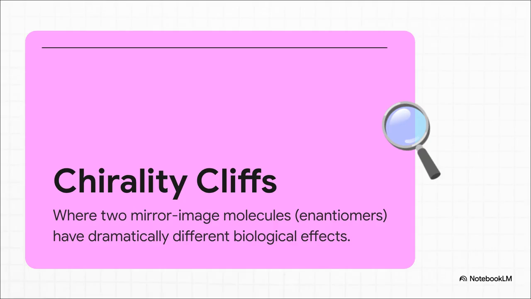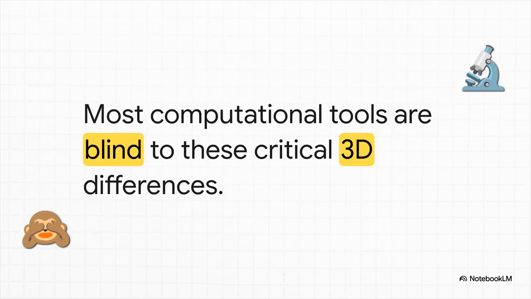This wild phenomenon actually has a name. It's called Chirality Cliffs. It's where that tiny tweak in a molecule's 3D shape, its handedness, causes this massive, cliff-like drop in how well it works, or even worse, makes it dangerously toxic. So you can see why understanding this is absolutely crucial. And here's the kicker. For decades, a lot of our most common computational tools have been, well, effectively blind to these subtle but life-or-death differences. They can read the chemical formula, sure, but they can't always tell the left hand from the right. And that gap has been a huge roadblock for medicine.